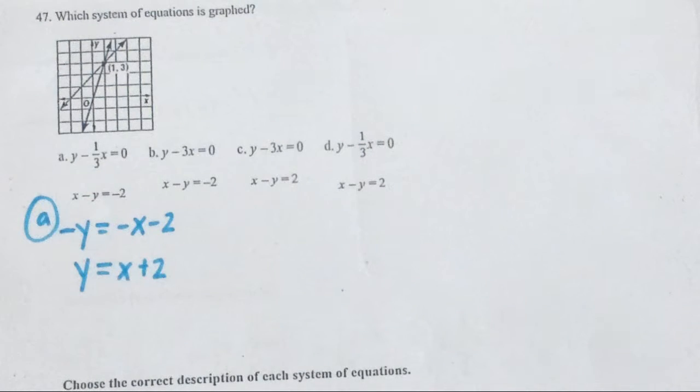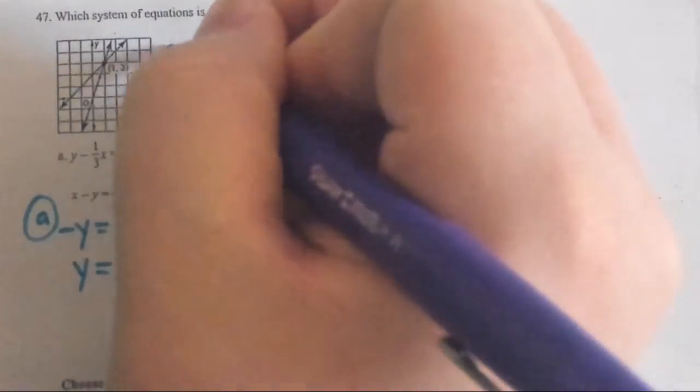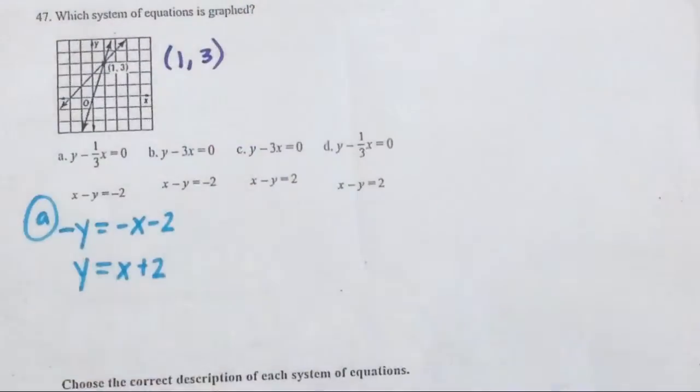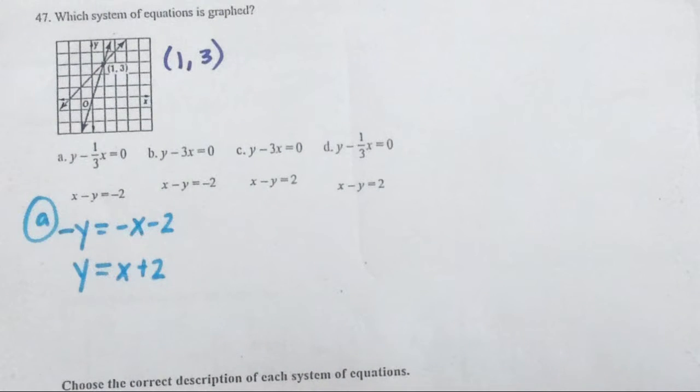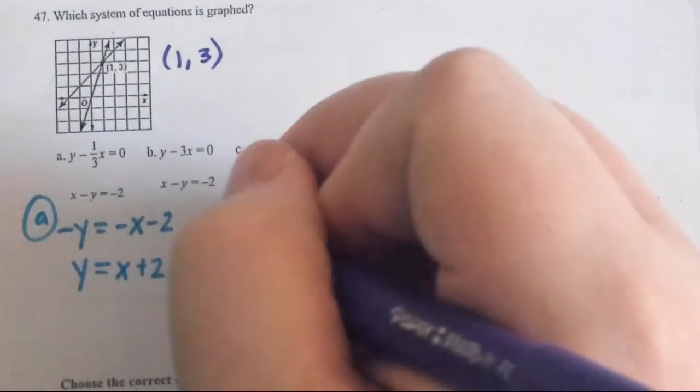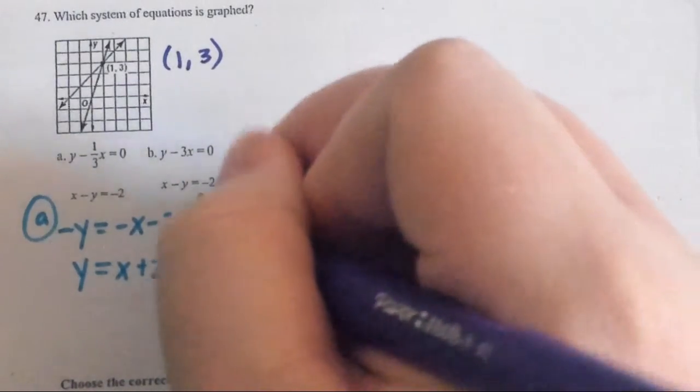So Seth has a different suggestion. I was going to graph them and see which the 2 graphs were. Seth makes way more sense. We know they cross at 1, 3. Why not plug in x is 1, y is 3 and figure out the answer that way? That would be way faster. But I've already committed. So, just for fun.